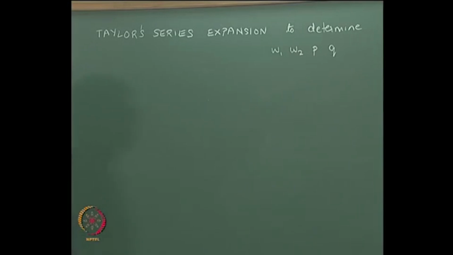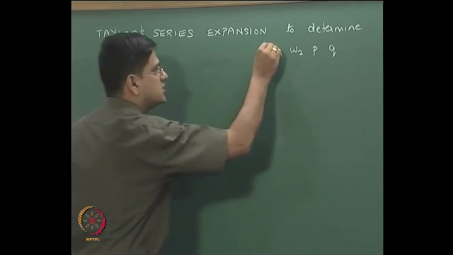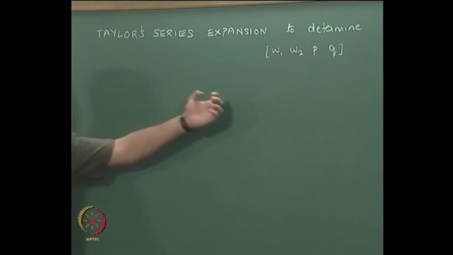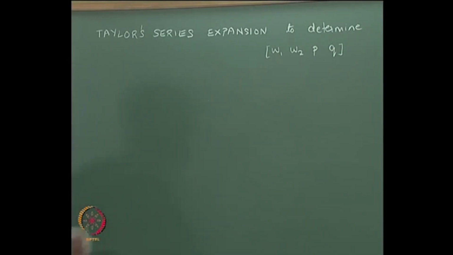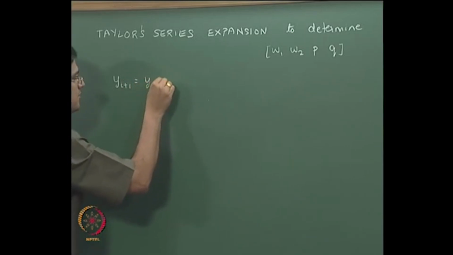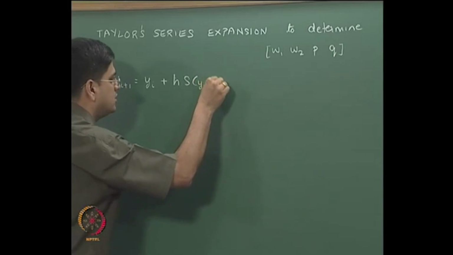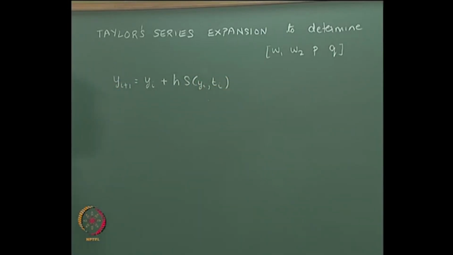So again we are going to resort to the Taylor series expansion in order to determine what values W1, W2, P and Q should take for the RK2, the second order RK method. Okay. So the formula that we are interested in getting is yi plus 1 equal to yi plus h times s of yi comma ti. That is the formula we are interested in getting.